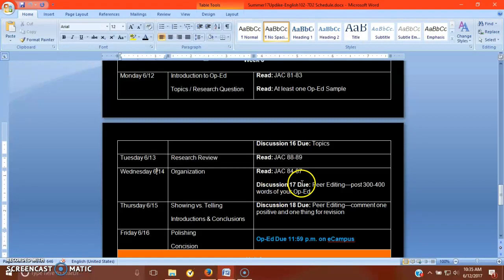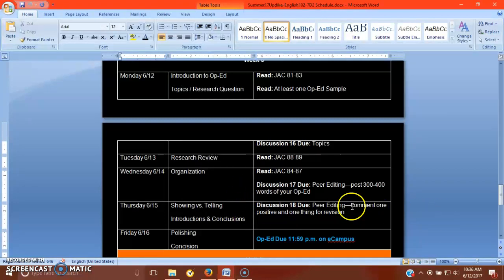And then discussion 17 is due. It's peer editing, your last one for the entire semester. Post 300 to 400 words of your op-ed. Like I mentioned before, it can be any part of your op-ed, just whatever you think is maybe the weakest part and you would like more feedback on from your peers. That would be probably smart to post in your peer editing.